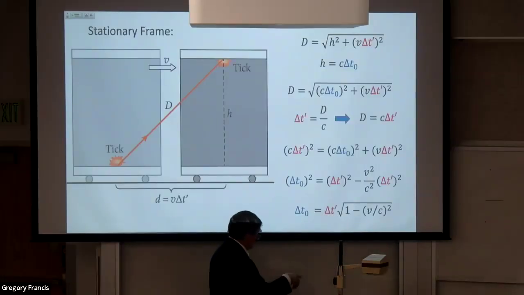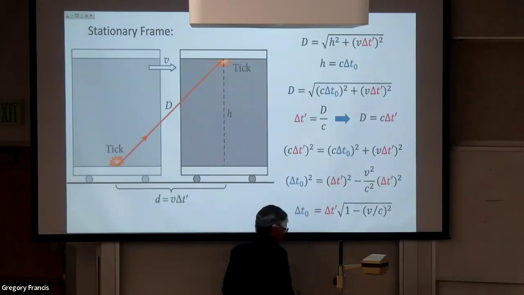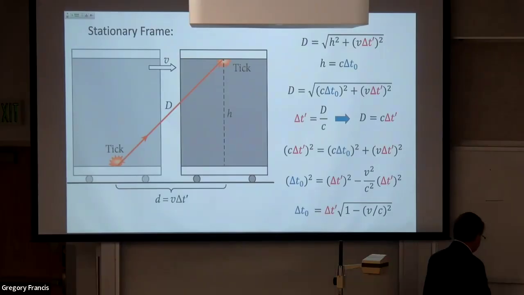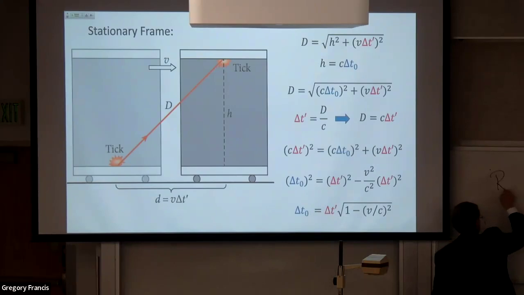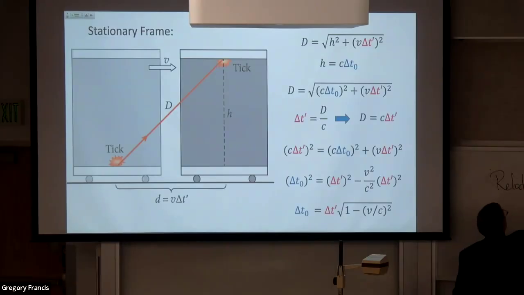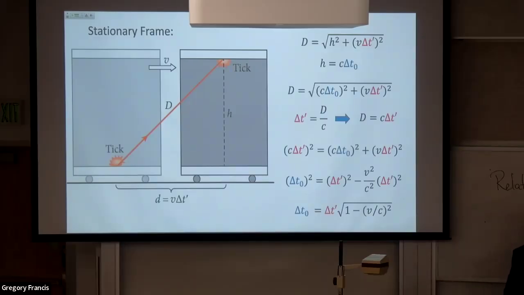Now, this factor here, square root of 1 minus v over c squared, we're going to give a name to. We're going to call it the relativity factor. Okay, we're going to call it RF. And that's equal to square root of 1 minus v over c squared. And that we're going to use over and over and over again.